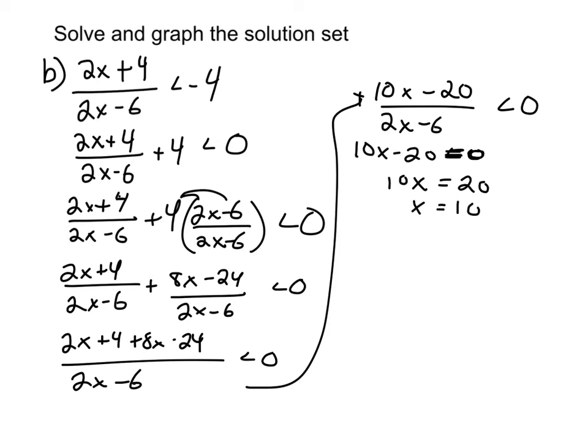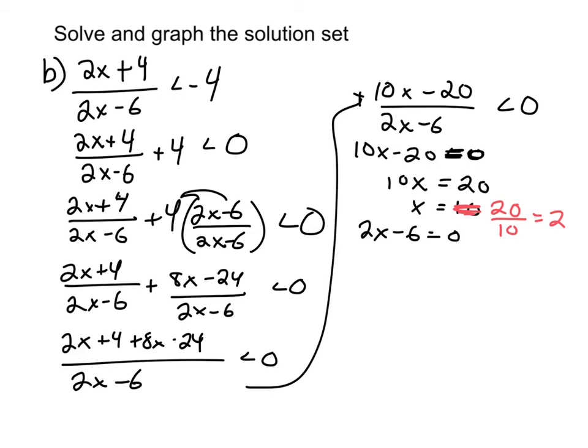Oh, that's not right. Let me erase that. Oh, can't erase. Okay, so not 10, but 20 divided by 10, which is 2. Okay, x equals 2. All right, then I have 2x minus 6.